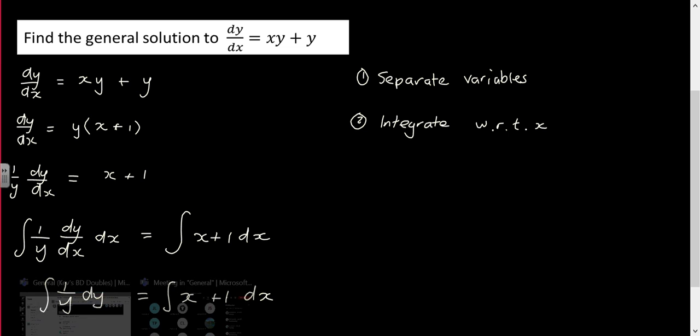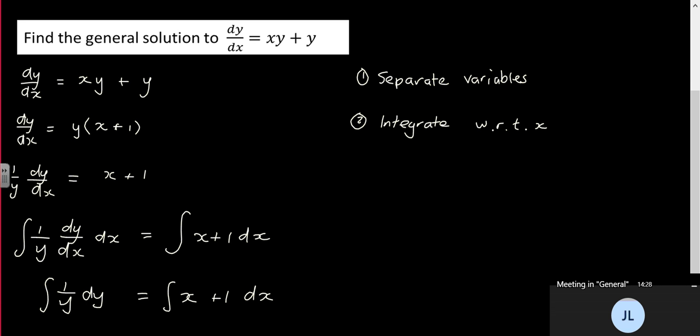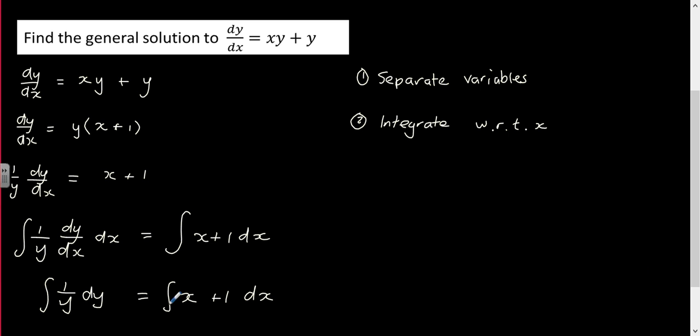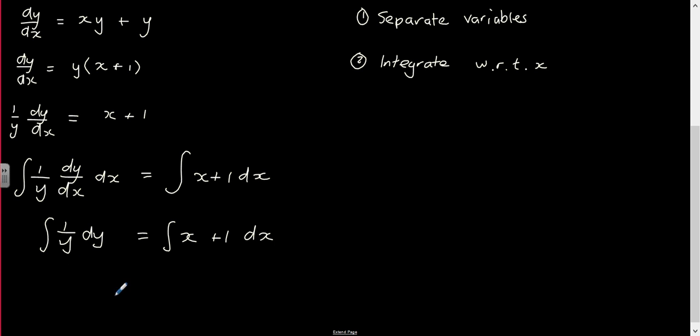Okay. Now that allows us to integrate y, because we can only integrate y with respect to y. We can only integrate x with respect to x. So we're pretty much there. Integrate 1 over y with respect to y, you end up with the natural log of y. Integrate x plus 1 with respect to x, you get half x squared plus x, and then we've got plus c.